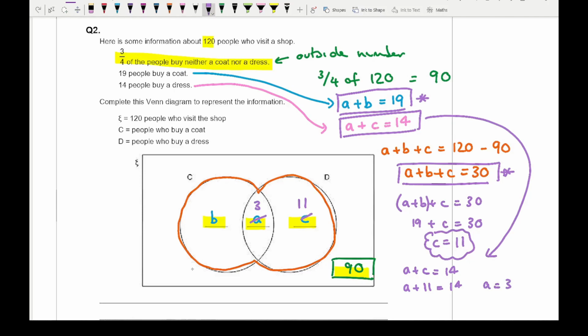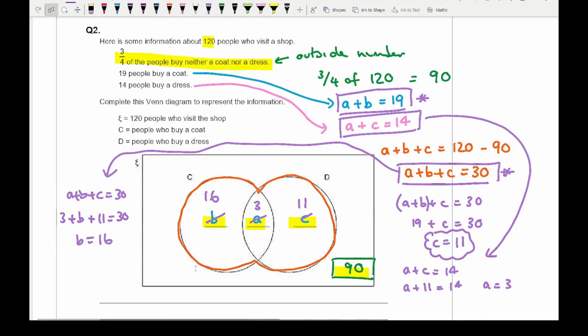And then from this, because I know A plus B plus C equals 30, and I know the values of A and C now, A is 3 plus B, which I don't know, C I know is 11, equals 30. So then I've got 14, so B equals 16. And there is my completed Venn diagram.